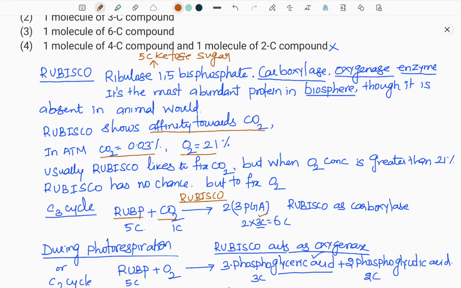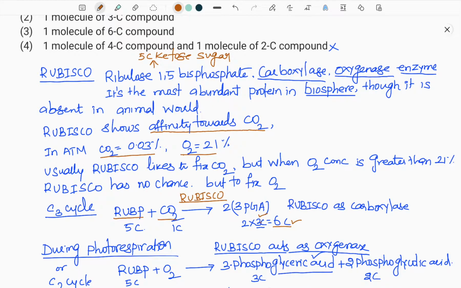3-phosphoglyceric acid doesn't mean that it has 3 phosphates. It has only 1 phosphate, at the third carbon. Phosphate means orthophosphoric acid present at the third carbon. So it is called 3-phosphoglyceric acid. Two molecules are formed. Each contains 3 carbons, so 2 times 3 gives 6 carbons, from RuBP's 5 carbons plus 1 carbon, that is carbon dioxide. So when Rubisco acts as carboxylase, a 3-carbon compound is formed. So the cycle is called the C3 cycle, and the plants are called C3 plants, right?